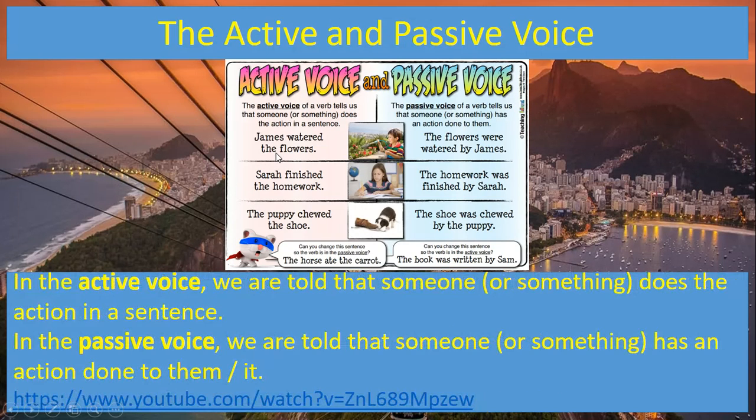James watered the flowers. So, can you see that James is the subject, he's doing the watering, and he is watering the flowers, which are the object. So that is the active voice. Now let's have a look and see how that changes when it goes into the passive voice. The flowers were watered by James. So can you see that the flowers that were at the end of the sentence have moved to the start? They are the thing having the verb done to it. Okay, and James, the subject from the original sentence, is now at the end.